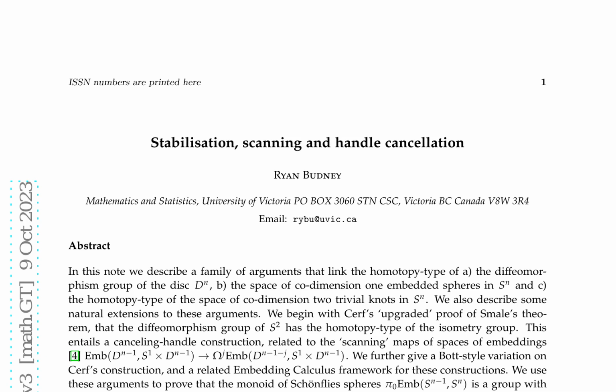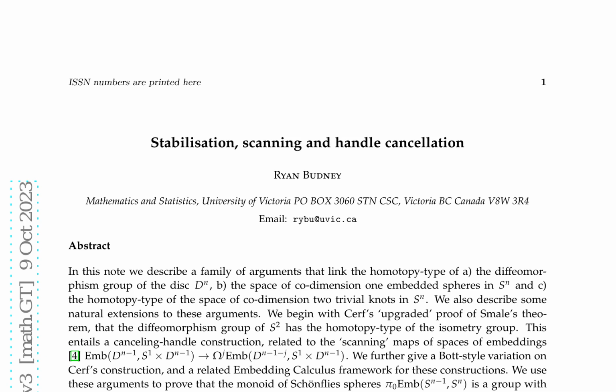between these objects. The paper revisits Cerf's construction, which involves a cancelling handle construction related to the scanning maps of spaces of embeddings, specifically EMB(D^{n-1}, S^1 × D^{n-1}) → Ω EMB(D^{n-1}, S^1 × D^{n-1}). A Bott-style variation on Cerf's construction is then employed, leading to an embedding calculus framework for these constructions.